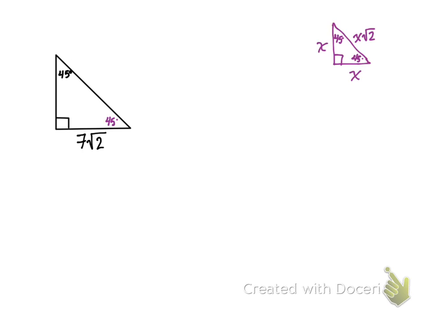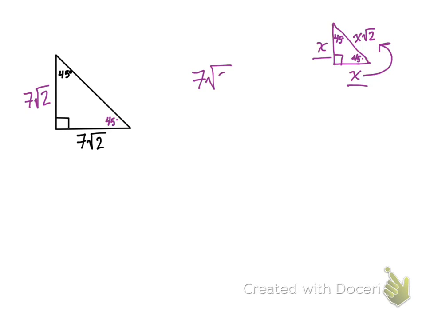So if you have x√2 and you're trying to find x, it's much easier because you only have to solve one time. You don't have to do it again. So right away, since both of these sides are x, we can call our other leg 7√2. And now to find x√2, well, how do we get from x to x√2? We multiply by the square root of 2.